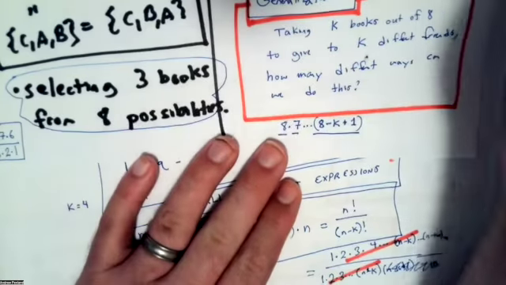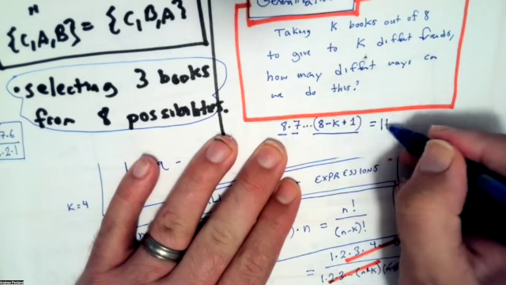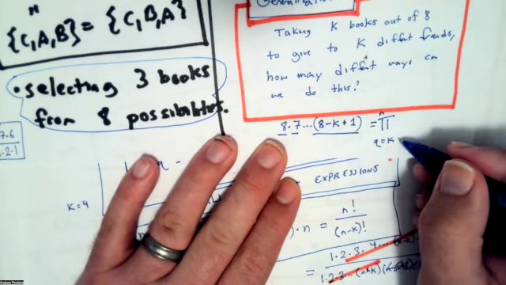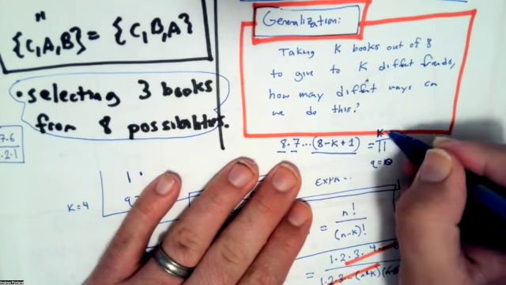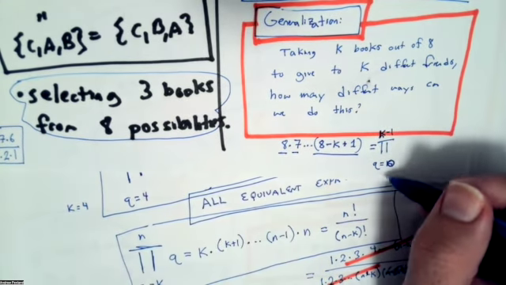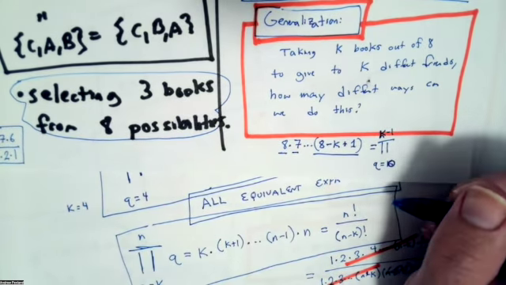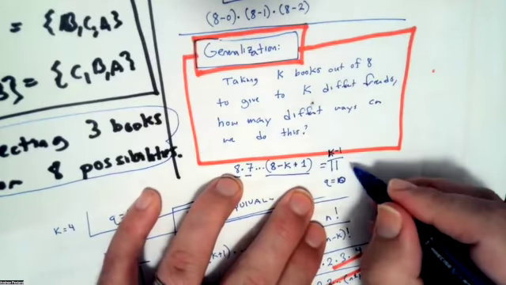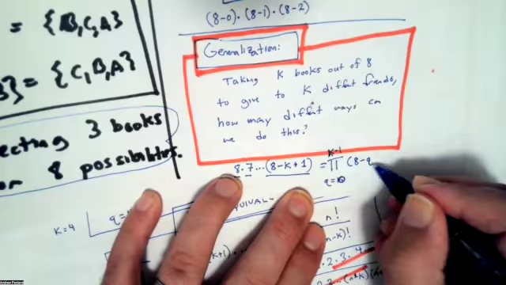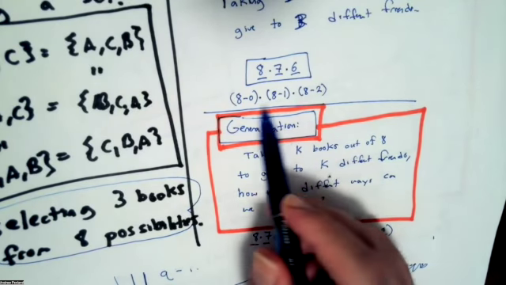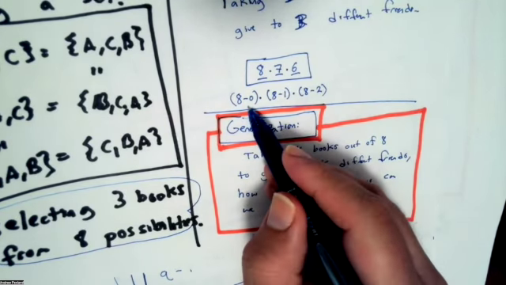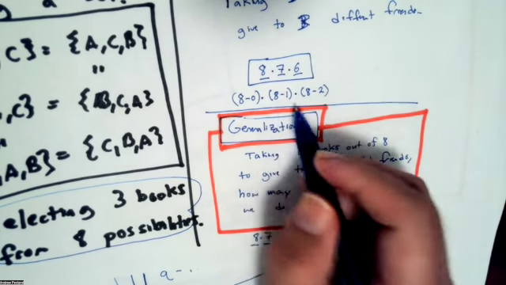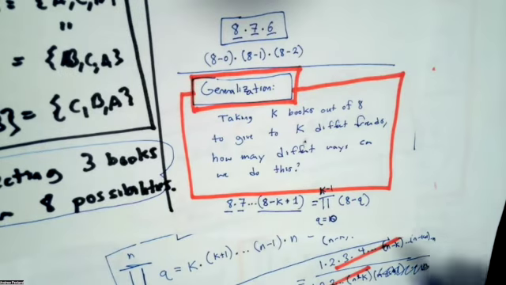When you write it out in product notation, this would be from q equals 0. One way you could write this would be q equals 0 to k minus 1. And the things we're going to be multiplying together are 8 minus q. Every time we come here, we subtract something. First, we're subtracting 0. Then we're subtracting 1. Then we're subtracting 2. And we're multiplying all those together. That's one way you can write it.